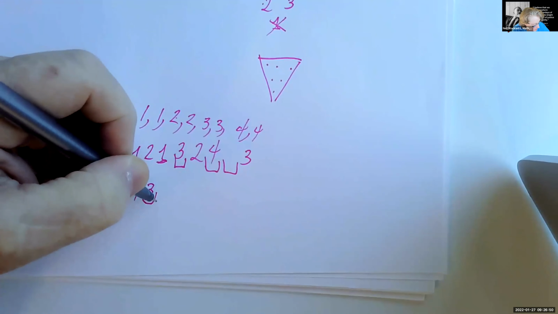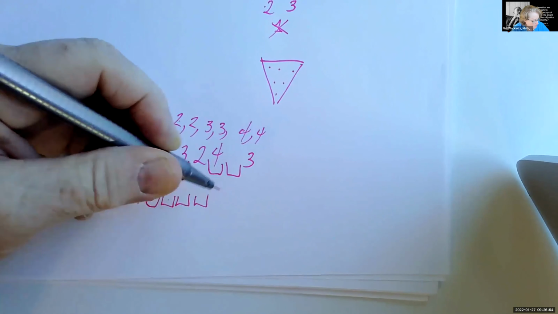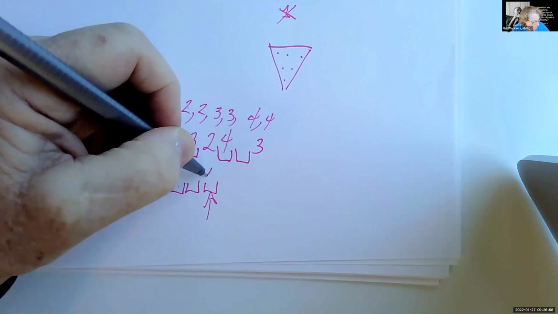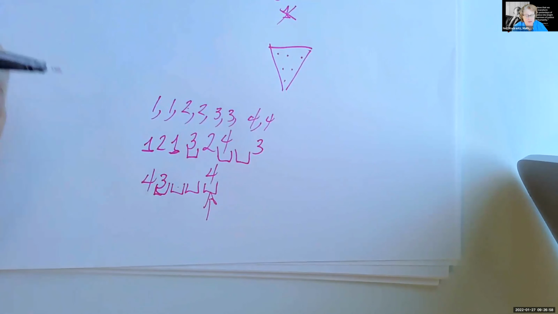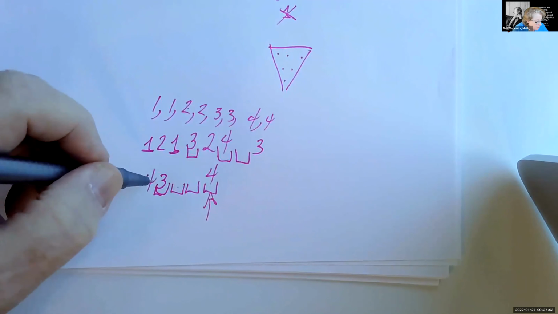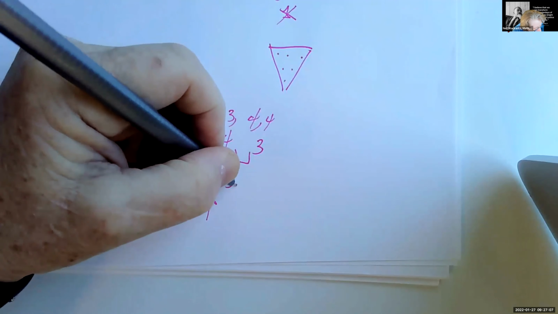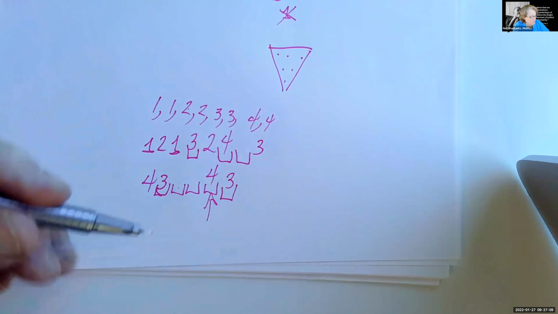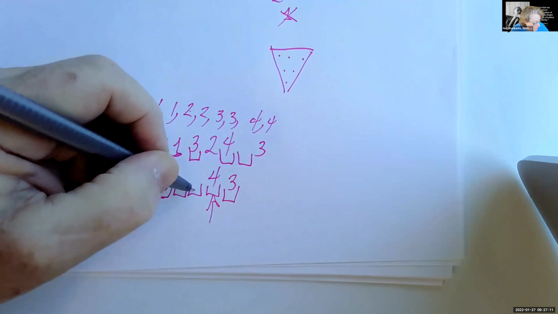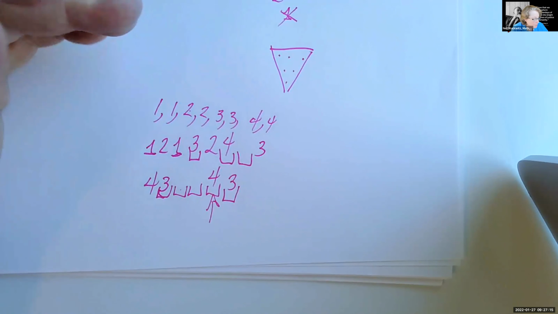And we've got 1, 2, 1, 2, 3, 4. So the next 4 has to be 4 units away from the first 4. The next 3 has to be 3 units away from this 3. So let's see, 1, 2, 3. So it looks like the 4 and the 3 have to be, 1, 2, 3, 4. Wait. Oh, I think I'm already confused.